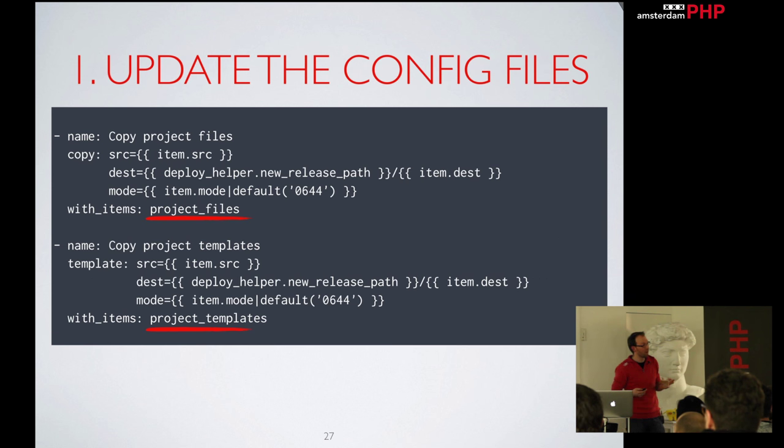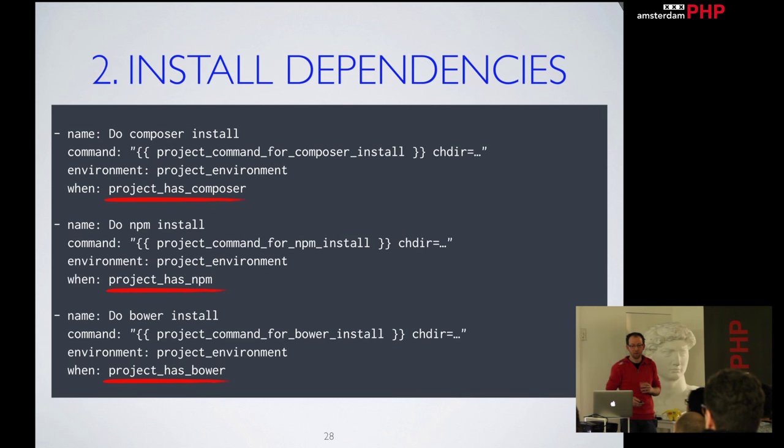Step one also included updating your configuration files, and here are two variables. So the red lines underline some variables that you set when you're just using this role. The project files and the project templates, which just wrap around the files and the template module in Ansible. So it's a list of files that you want to copy or a list of templates that you want on the other side.